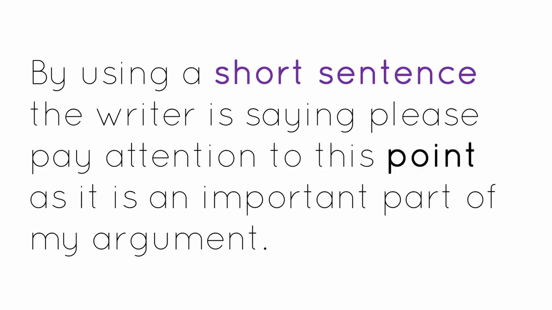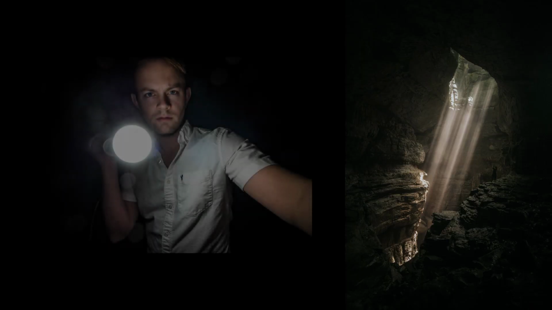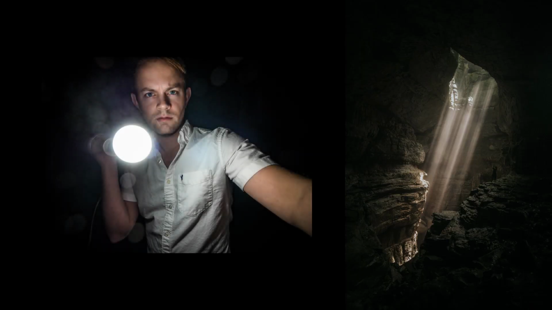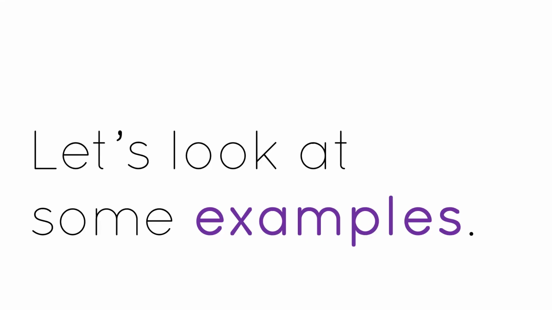So, by using a short sentence, the writer is saying, please pay attention to this point as it is an important part to my argument. It's that idea of shining a light. The short sentence is saying, hey, look down here. Look at this part of my argument. Okay, and remember that it's the writer. He or she is shining that light, telling you to look here. Now, as always, it's easier to look at some examples to show you how this works in practice.